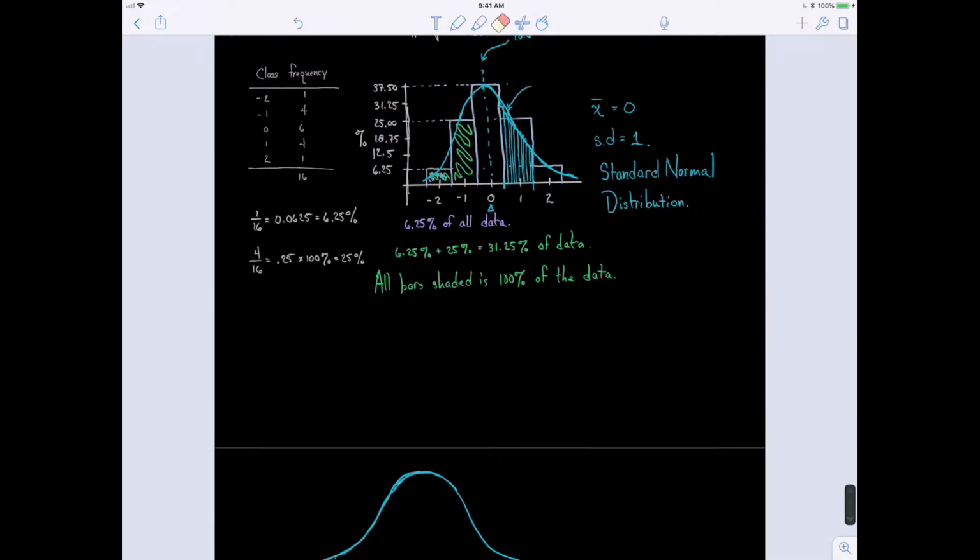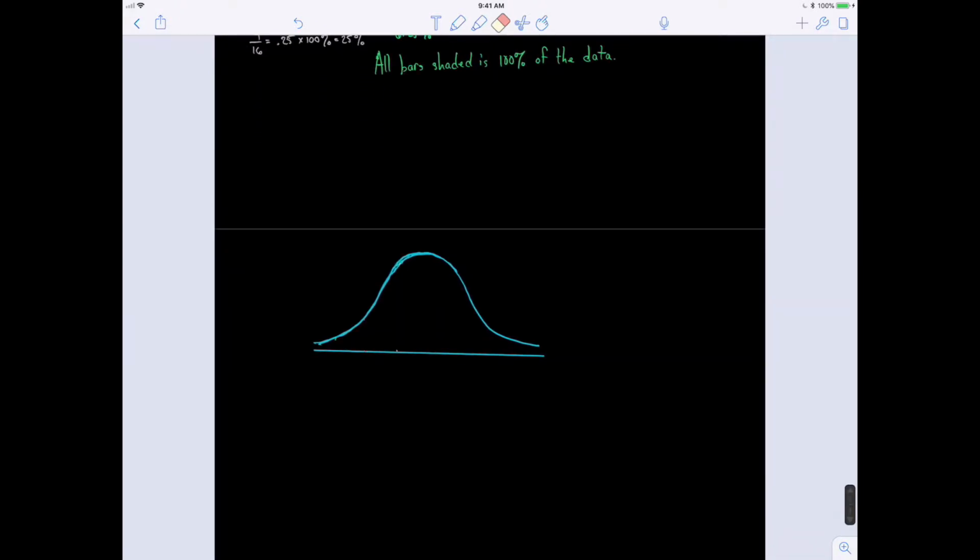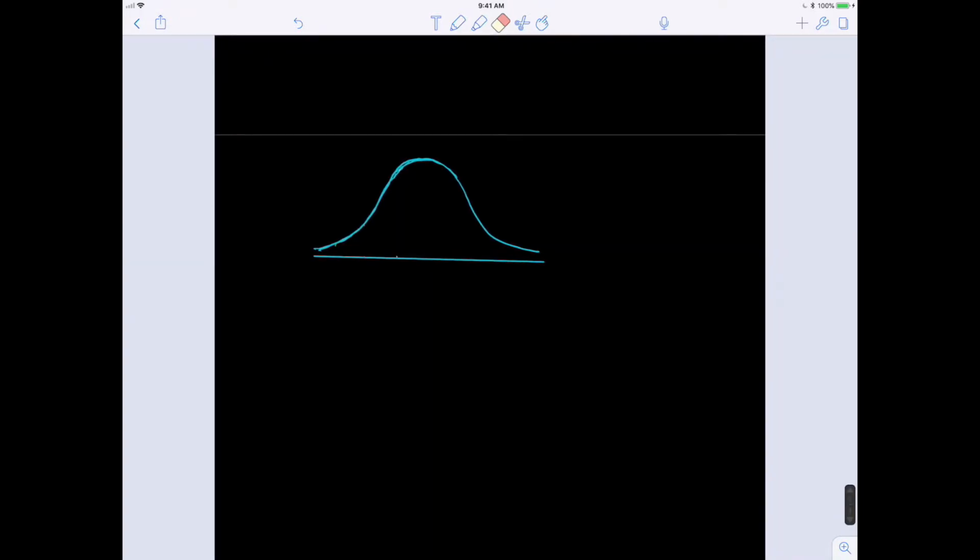Hi, this is Tom, and we're going to continue lesson 19 in this video. What I've done is I've taken the blue standard normal distribution that we ended with, and I've created a picture here with just that image. Now, when we make this image, we're still going to use the same ideas that we did when we made this.